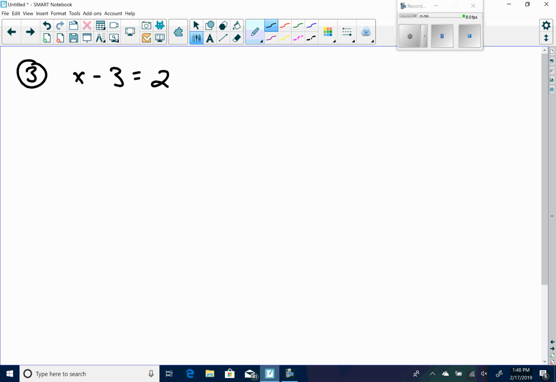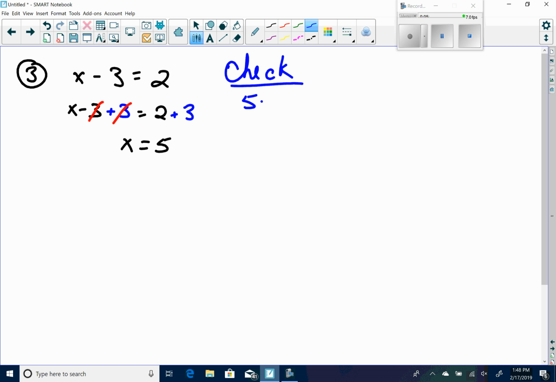But to show the opposite operation here, we have x minus 3. To get rid of a minus 3, we're going to add 3 to each side. And again, these 3's are opposites. They're going to cancel out. We're left with x is equal to 5. If we check this, we'll have 5 minus 3 is equal to 2. Again, 5 minus 3 is 2, but we showed that both sides work out.